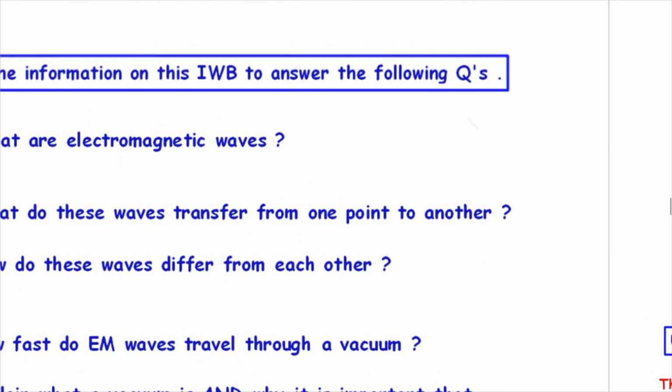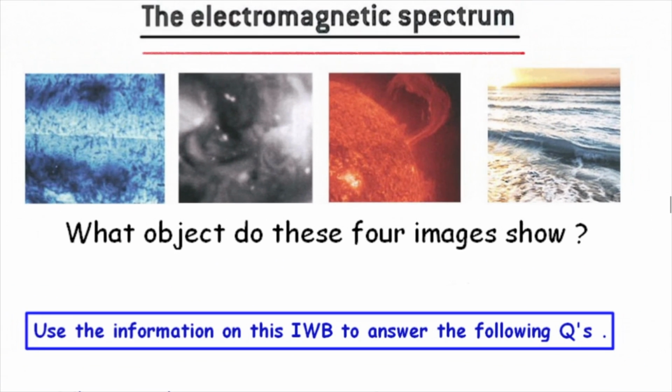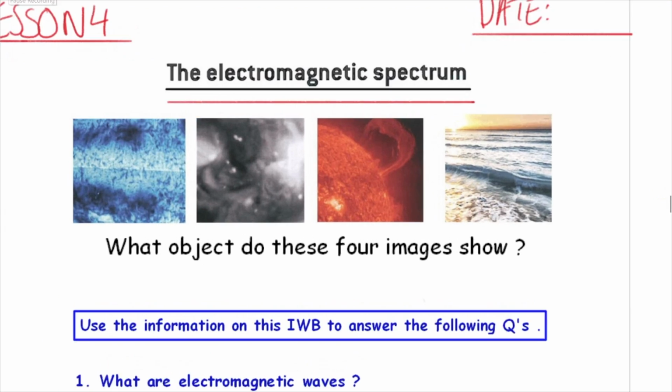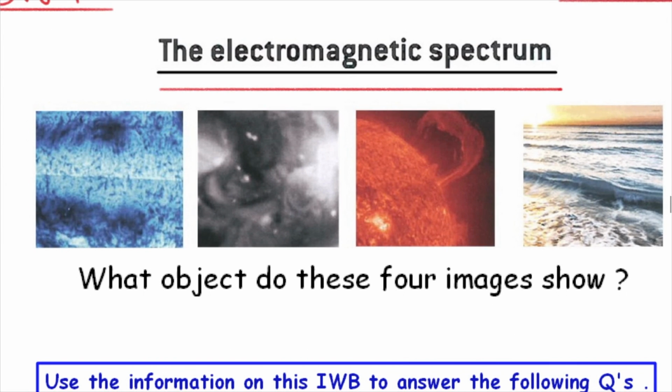First of all, quick question. What object do these 4 images show? Well, they all show the sun through different parts of the electromagnetic spectrum. So we have the one part, ultraviolet. We just use UV for short. Infrared, X-rays, and visible light.